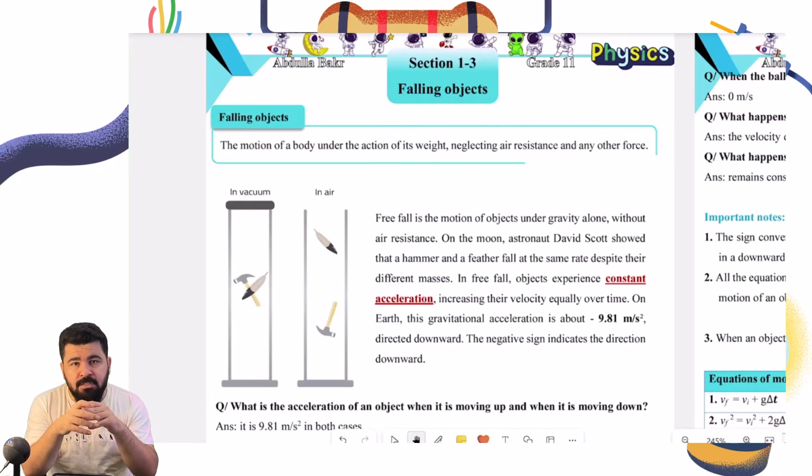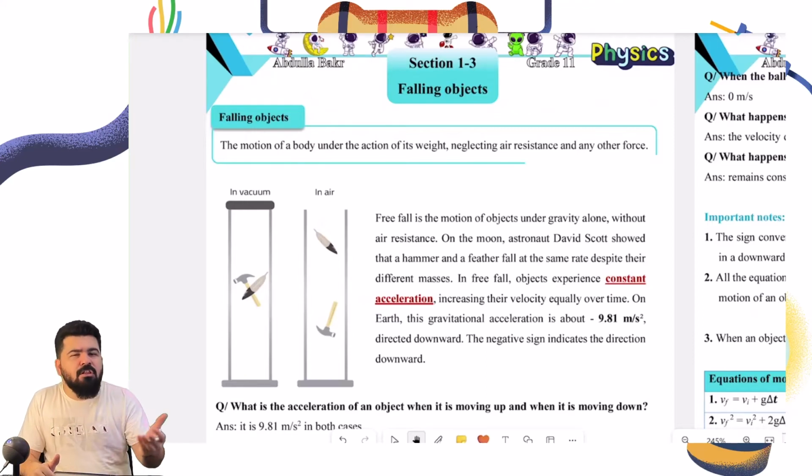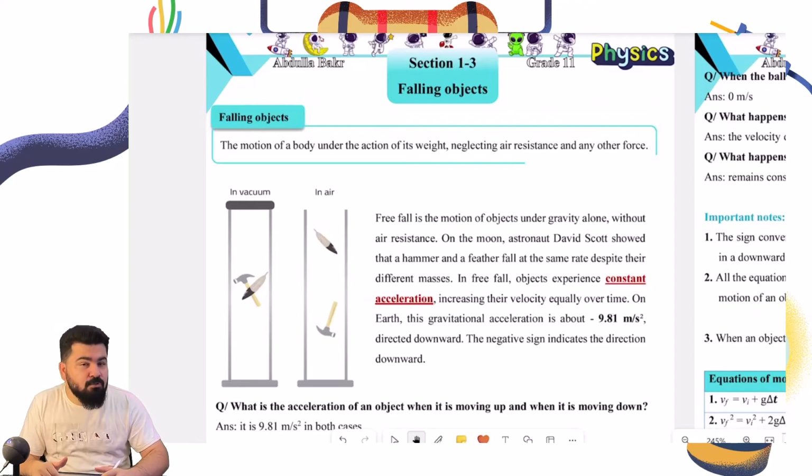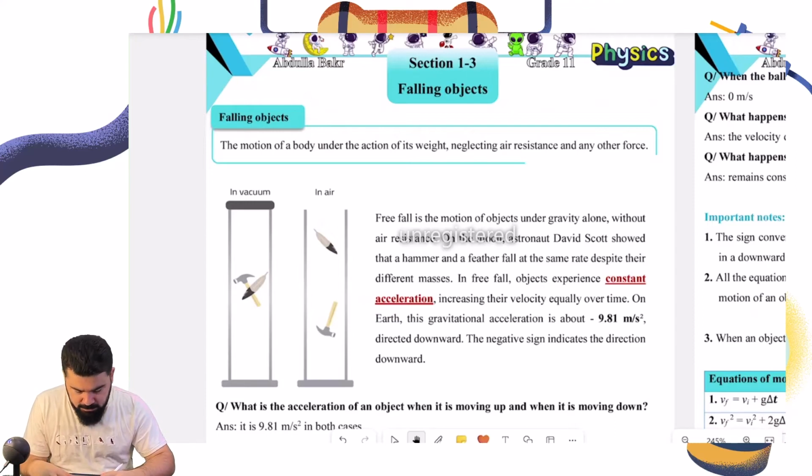Now when we talk about falling objects in physics, almost in every case we forget about air resistance. Why? Because it makes calculations complicated. So we don't talk about air resistance. A falling object is basically the motion of a body under the influence of gravity alone, with the absence of air resistance.